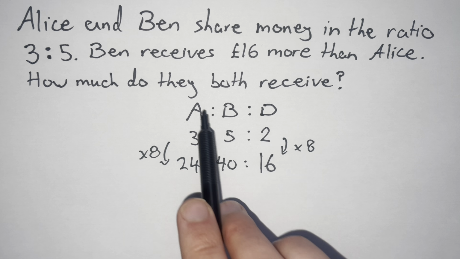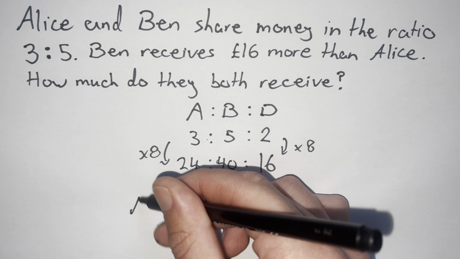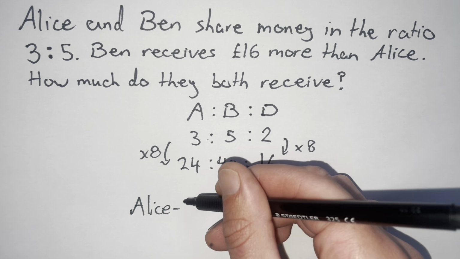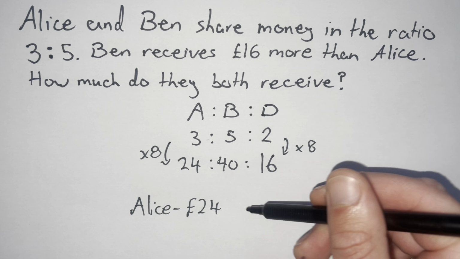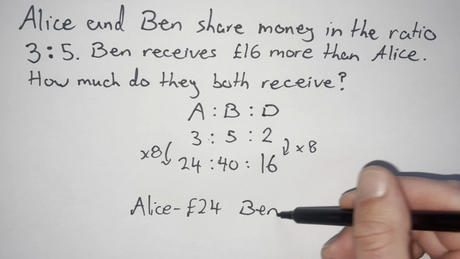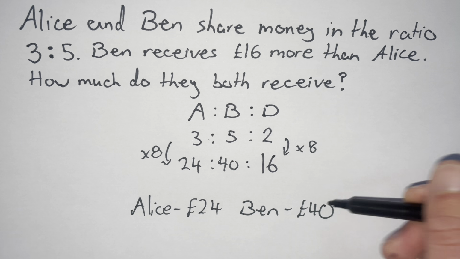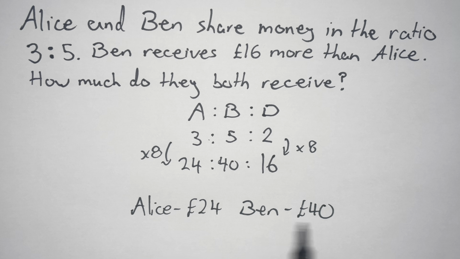So this tells me that Alice receives £24 and Ben receives £40. And what I should be able to tell from these two sums is that they have that difference of 16 that I wanted. 40 subtract 24 is 16. So I know this is the correct answer. Alice gets £24, Ben gets £40.